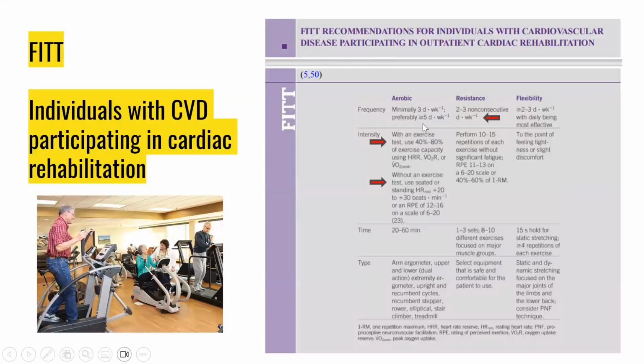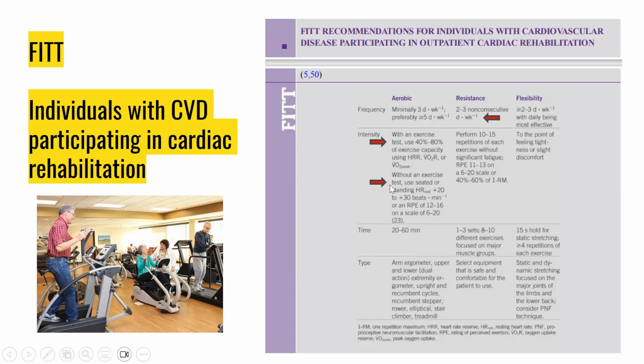So it's split into 3 parts: your FIT principle for aerobic, resistance training, and flexibility training. So the ACSM recommends that individuals participate in aerobic training minimally 3 days, preferably 5 days or more per week. The intensity with an exercise test, usually you can start them at 40% to 80% of their exercise capacity, right? You can use the heart rate reserve, VO2 reserve, or VO2 peak.